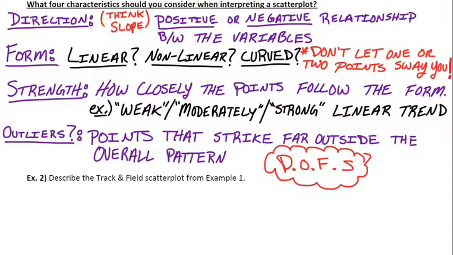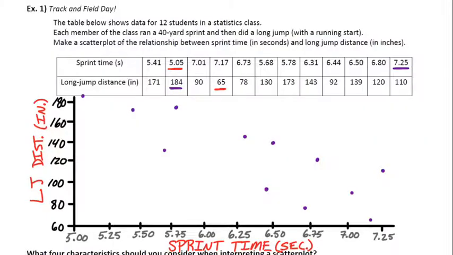Okay, so let's use this idea to describe the track and field example. Let's take a quick look back at that graph. So the overall trend, it looks like it's going down. So I would say a negative trend, and it follows a line decently well. I mean, they're definitely not perfectly in a row, but it's obvious that there's a somewhat linear trend going through here.